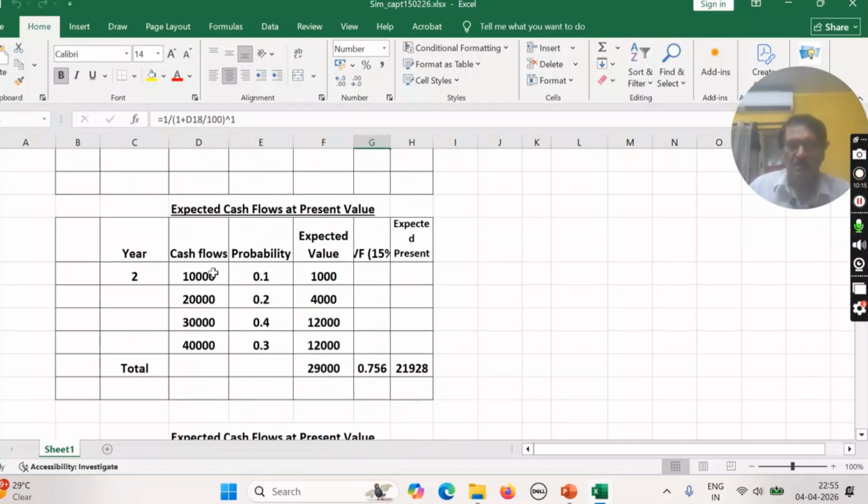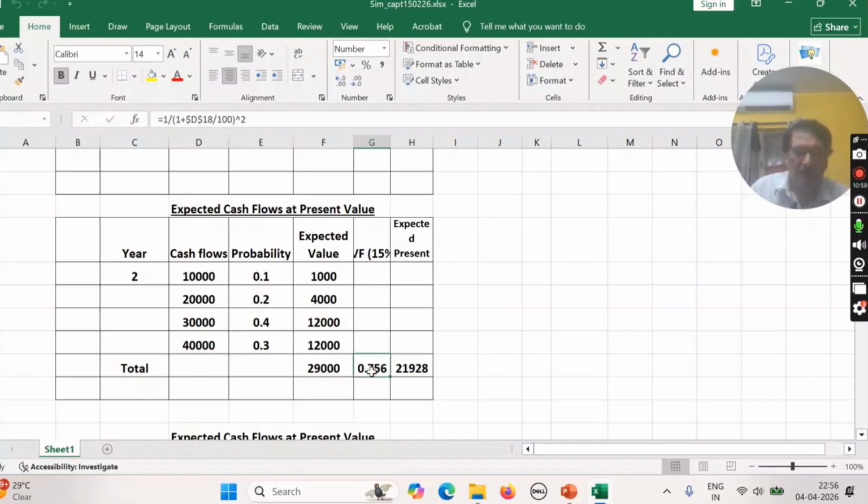Similarly, after the second year, the cash flows and the probabilities are given, and this is the expected cash flow: 10,000 into probability, that's why 1,000 expected value after the second year. In this way, the probability for 20,000 cash inflow is 20%, 0.2, so the expected value is 4,000. All the expected values are calculated here, and the total amount received after the second year is 29,000. 15% is the discount rate.